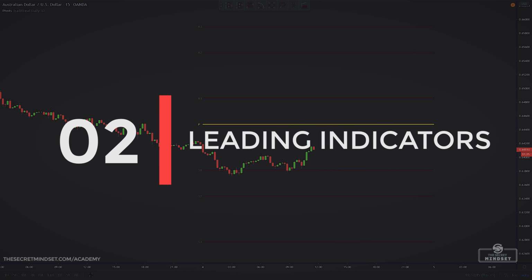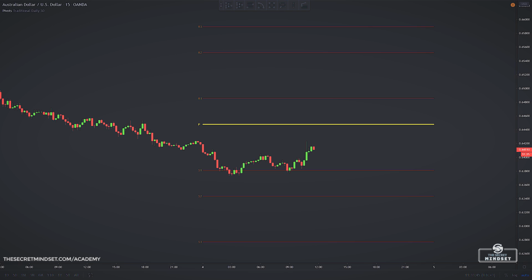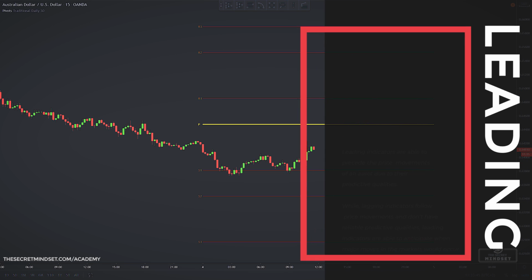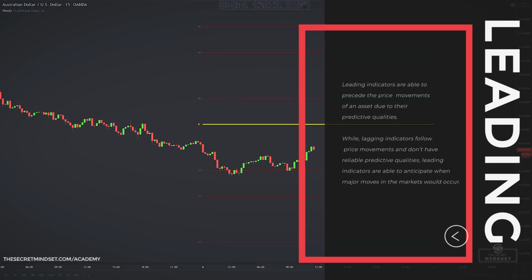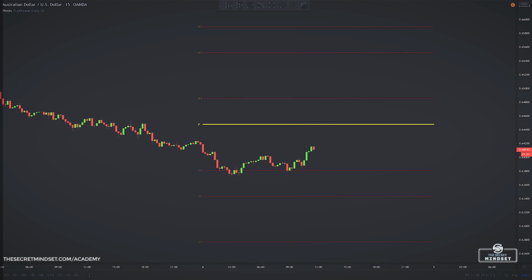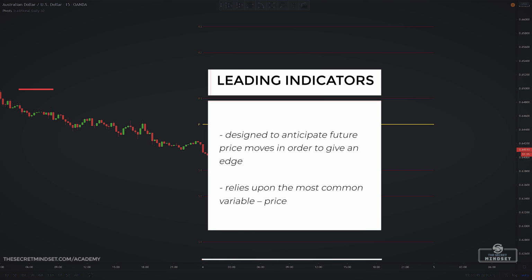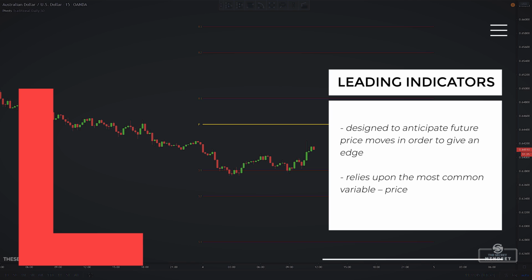Leading indicators are different. Leading indicators are indicators able to precede the price movements of an asset due to their predictive qualities, while lagging indicators follow price movements and don't have reliable predictive qualities. Leading indicators are able to anticipate when major moves in the market would occur. A leading technical indicator is designed to anticipate future price moves in order to give you an edge.